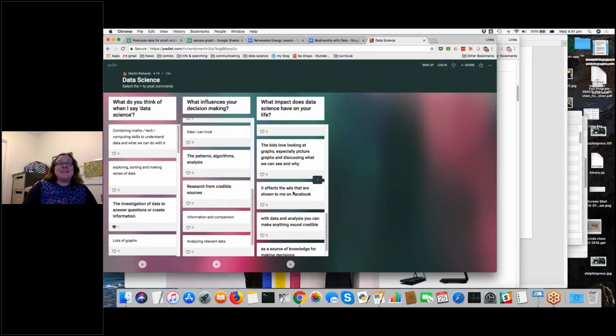This is an interesting one. It affects the ads that are shown to me on Facebook. It absolutely does, but it actually affects a lot more about our lives than that. Data science is used to control the information that we get shown in terms of the ads and things that you get on Facebook and Gmail and other services like that, but it also controls the search results that you get from Google. It controls a lot about your healthcare, about our political system, about the way we shop, the way we vote, all kinds of things. Data science has its hooks into pretty much every aspect of our lives now, and that's one of the key reasons why I think all students need an understanding of it.